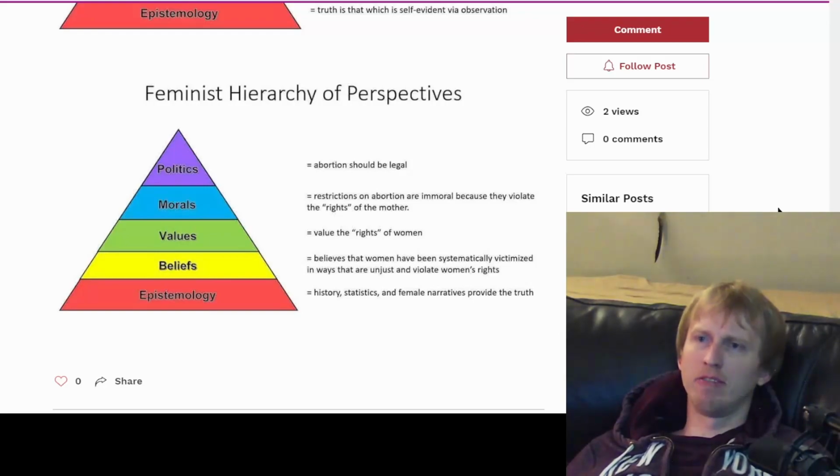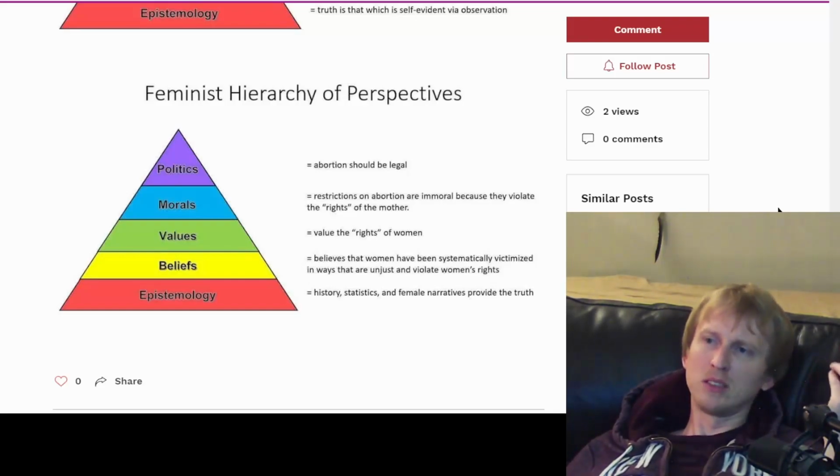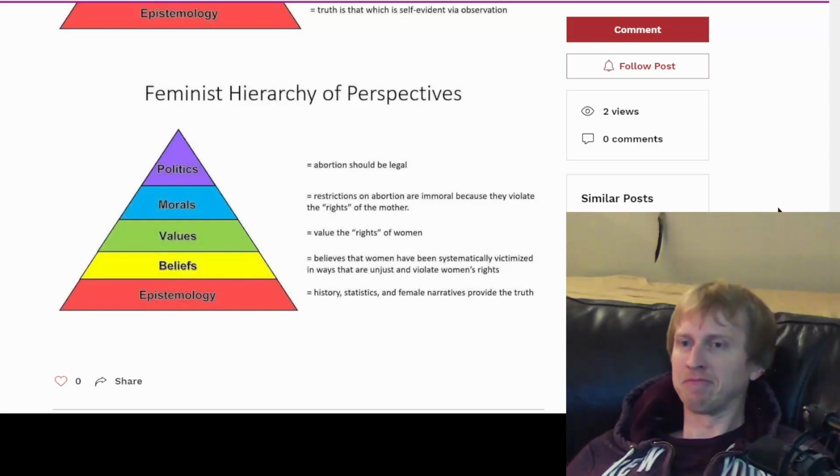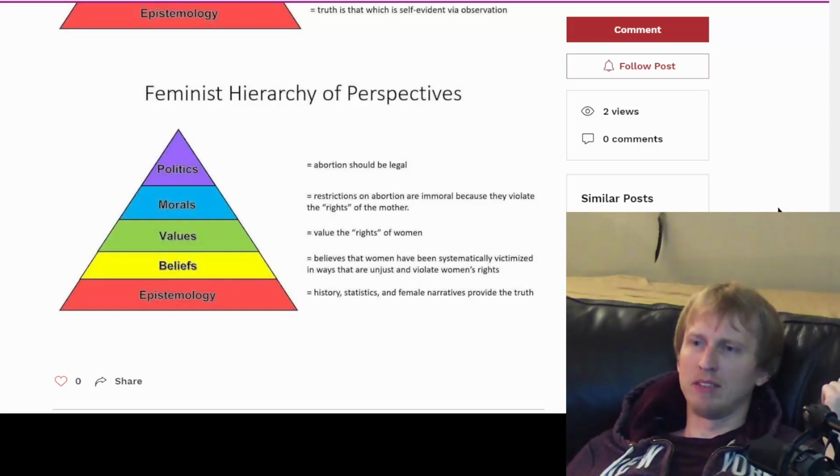So the next hierarchy of perspectives is the feminist perspective. The political opinion might be abortion should be legal, unequivocally legal, no exceptions. What's the moral foundation of this? Perhaps restrictions on abortion are immoral because they violate the rights of the mother. Okay, you could have that as a moral value, but what is the deeper value that justifies that moral perspective? The valuing of the rights of women, right?